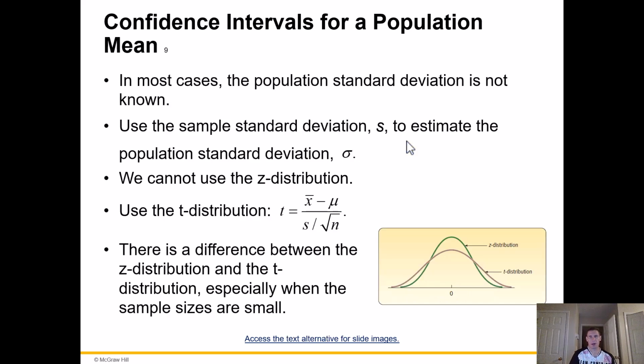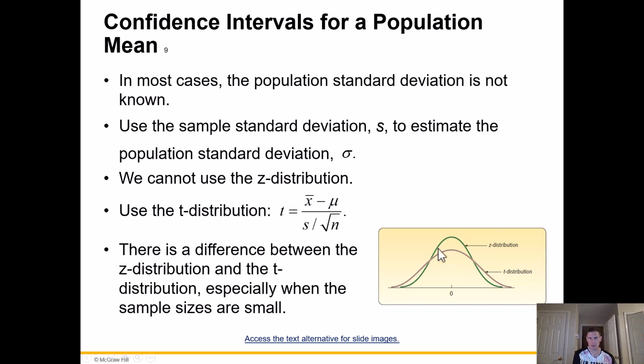Now, in most cases, the population standard deviation is not known because, again, it would just be too expensive to try to survey all those people. So we use the sample standard deviation, s, to estimate the population standard deviation. So we cannot use the Z distribution. Instead, we use what's called the T distribution. There's a difference between the Z distribution and the T distribution, especially when the sample sizes are small.